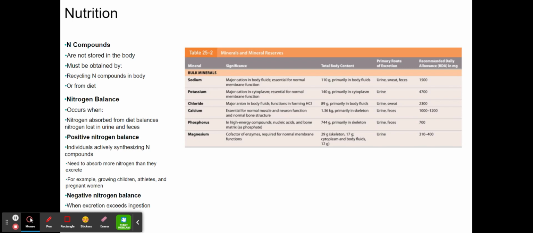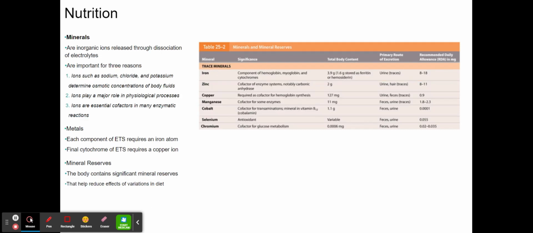Like energy compounds, minerals and vitamins are essential parts of the diet. Your body cannot synthesize minerals, and your cells can generate only a small quantity of very few vitamins. We'll consider minerals and vitamins next. Minerals are inorganic ions released through the dissociation of electrolytes. Minerals are important for three reasons.